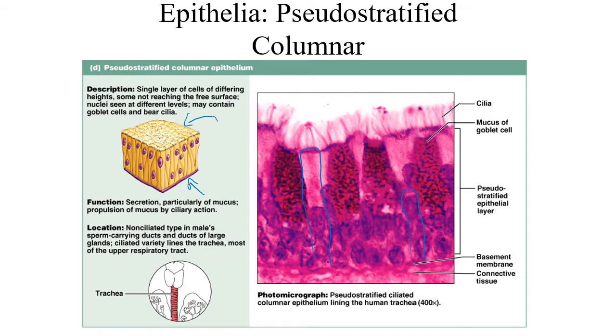And so not all of the cells are going to make it out to the surface itself there. This also comes in a ciliated and a non-ciliated variety. In the picture here we have the ciliated variety. And so we can see all those little finger-like extensions coming out of the cells themselves there. This is going to be found along the respiratory tract, and so parts of the trachea, parts of the upper respiratory tract itself. And then for the non-ciliated varieties, we're going to see these along the male reproductive ducts or in large glands.